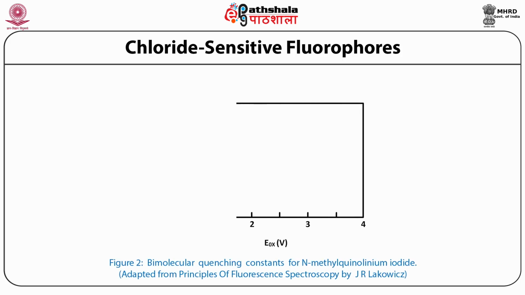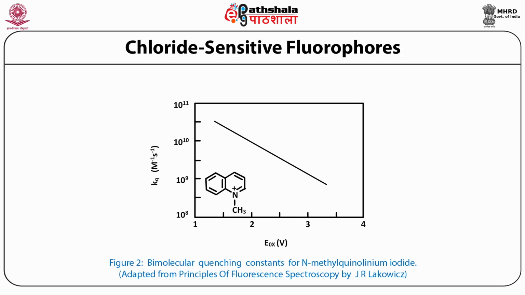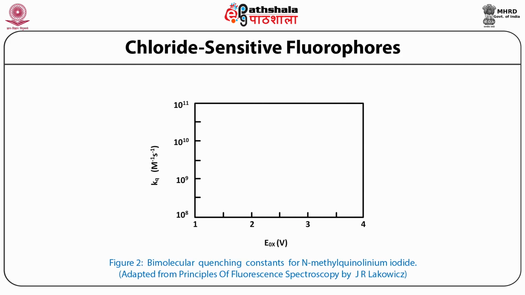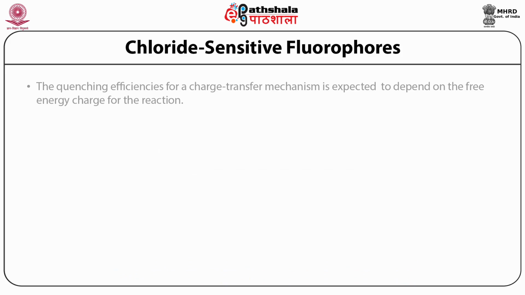The other figure shows the bimolecular quenching constant for N-methyl quinolinium iodide and several quenchers. The quenching efficiency is highest for iodide because of its easy oxidizing nature. For the quenching of N-methyl quinolinium iodide by various quenchers, bromide, chloride or acetate, we can see that due to fluoride the quenching is least, followed by acetate ion, then chloride ion and bromide ion, and the highest is seen with the iodide ion.